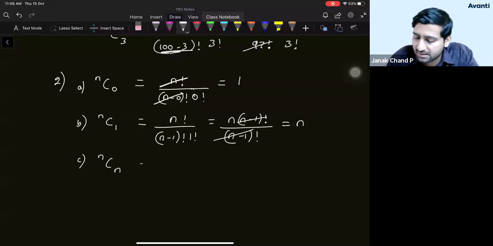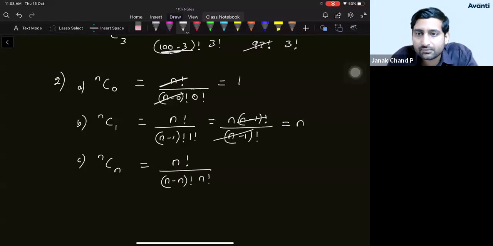nCn is nothing but n factorial divided by (n minus n) factorial into n factorial. Yes, it is 1. Very good. This value and this value will get cancelled out, and here we are having 0. So 0 factorial is 1. So the final answer is 1. Right? So these three special values you are expected to memorize. Okay, fine. So nC0 is 1. nC1 is n, and then nCn is 1.